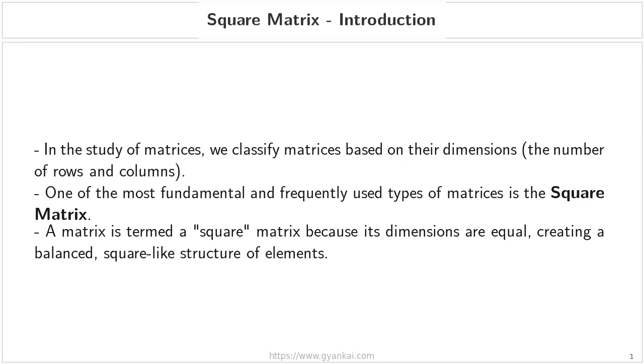Now, you might wonder why we use the term square. A matrix is termed a square matrix because its dimensions are equal, which creates a balanced, square-like structure of elements. In the following slides, we will move from this general concept to the specific mathematical conditions that define a square matrix and explore how they are used in real-world scenarios.